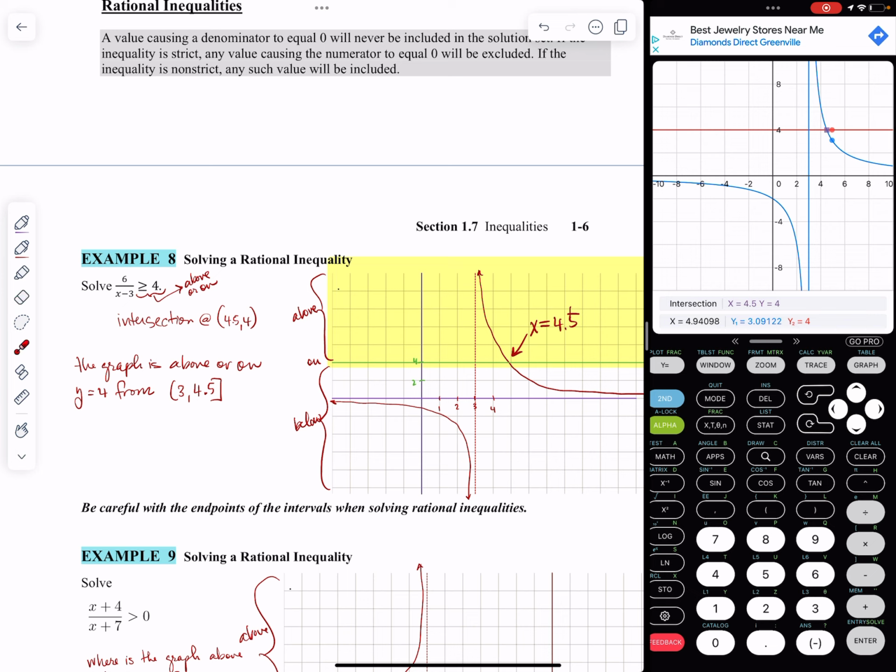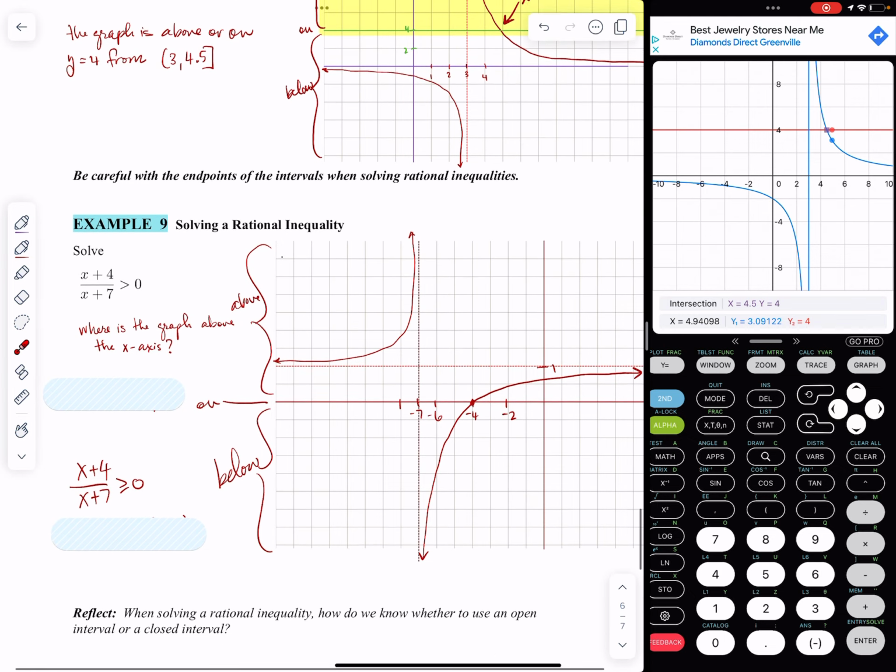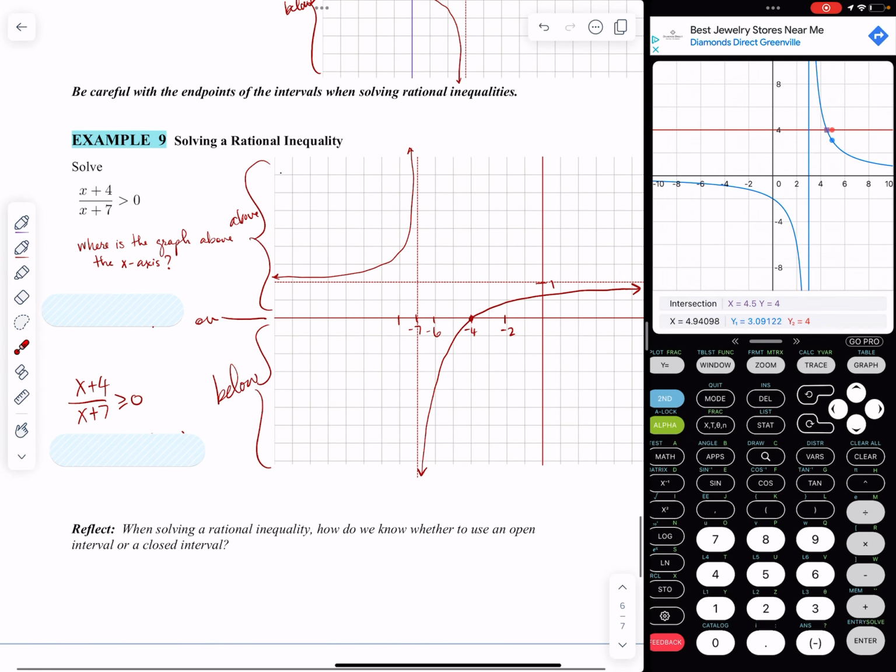And then I'm going to still be above or on that y equals 4 line all the way up until the x value of 4.5. And since this is on or above, I use the square bracket for that reason. All right, then let's go to example number 9.